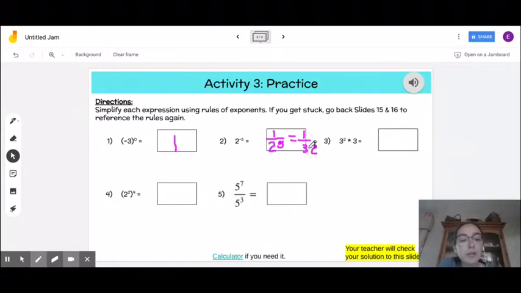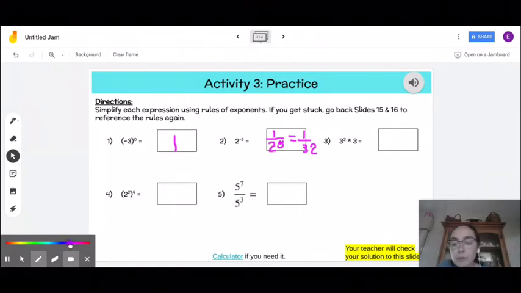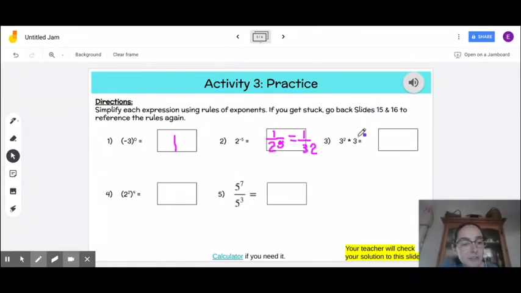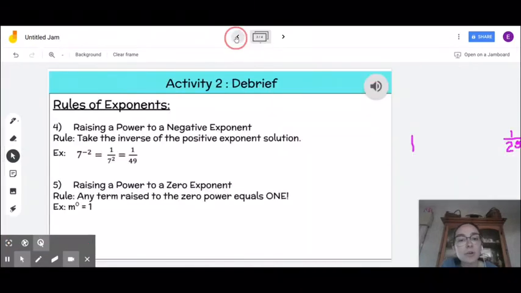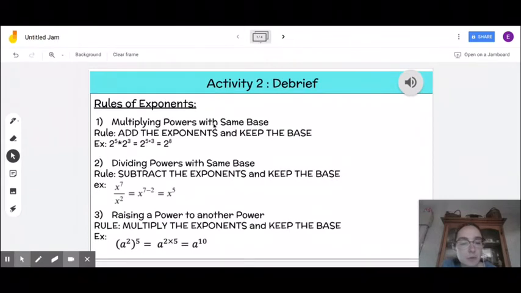Okay? So now we have 3 to the second times 3, right? Before we answer this and look back at our rules, we need to remember that if we have 3 just by itself, we can imply that it's 3 to the first power. So I'm multiplying exponents here with the same base. If I look back at my slide number 14, multiplying powers with the same base, add the exponents and keep the base.